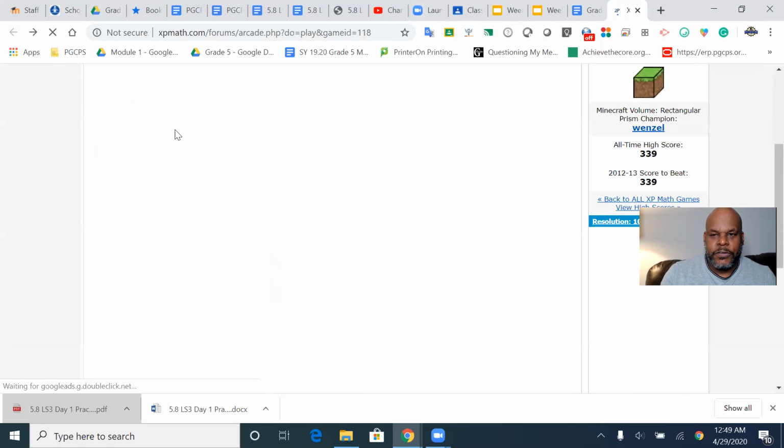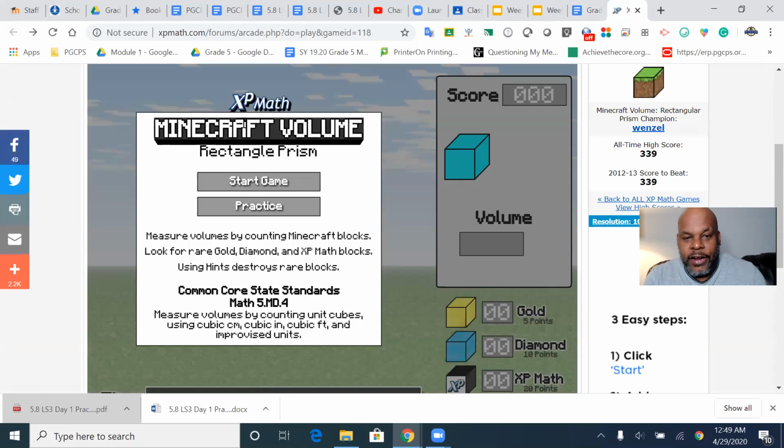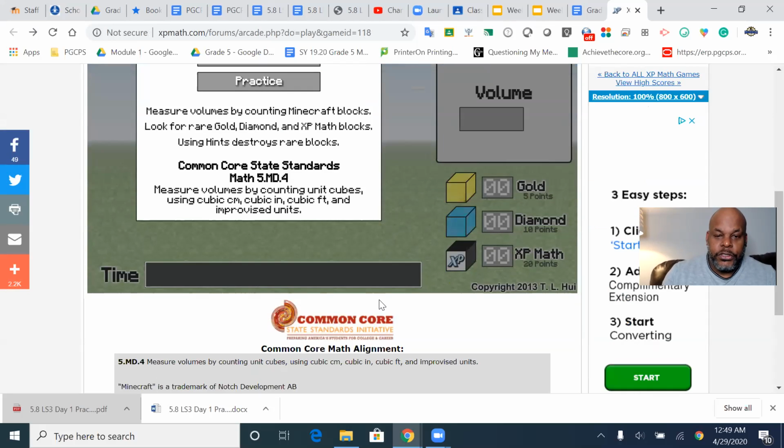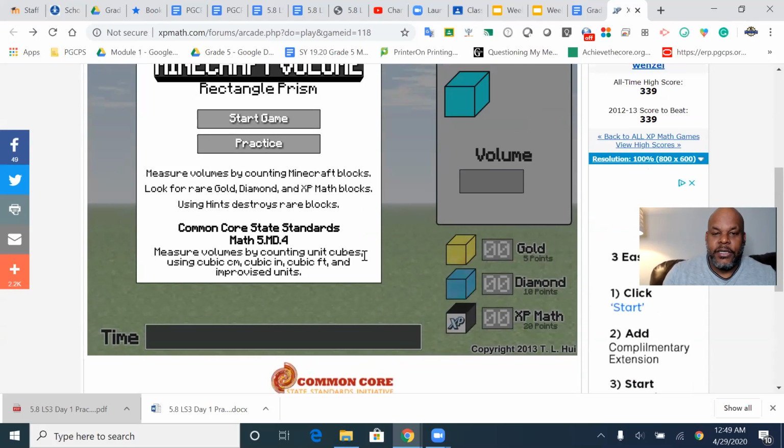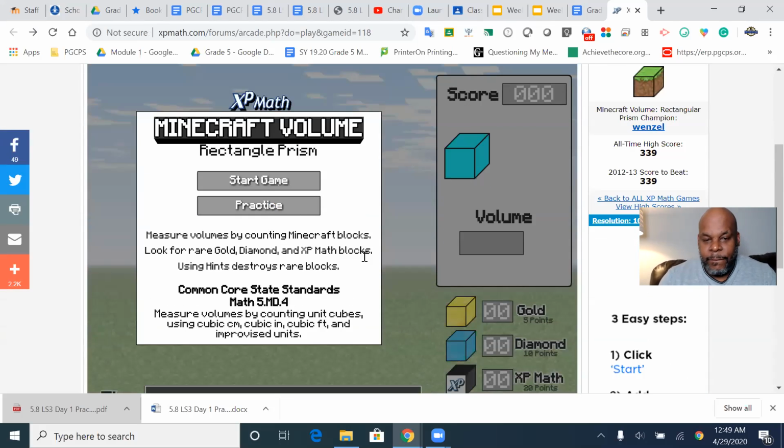So let's see if I can show it to you. All right, it's called Minecraft Volume. What you have to do is measure volume by counting the Minecraft blocks. Look for rare gold, diamond, XP blocks. Using hints destroys rare blocks. All right. So basically, you have a time limit and you have to figure out the volume by solving when they post the different cubes. So let's see if we try it together.